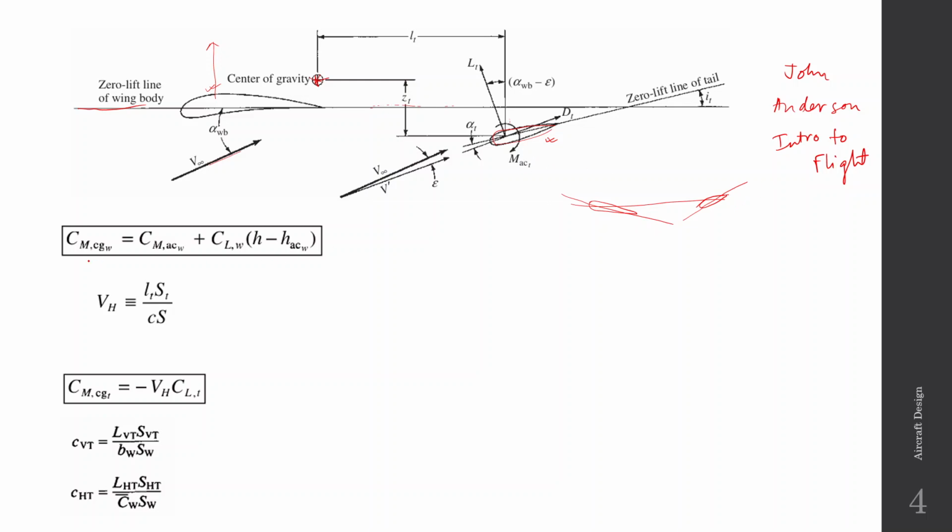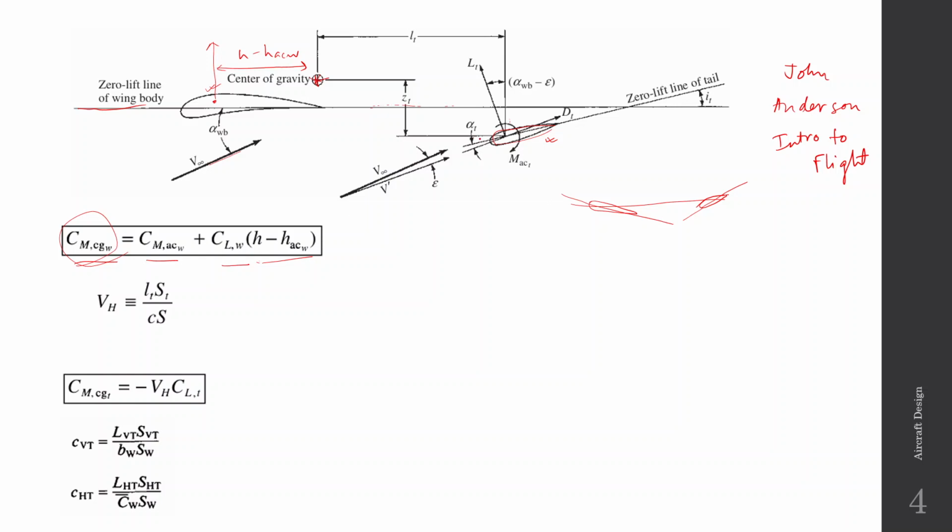So as I said, the moment contribution due to the wing will be the CMAC of the wing, and it will be the CL, so the lift of the wing, multiplied with the distance between the AC of the wing and the CG. So this distance between the AC of the wing and CG, multiplied with the lift of the wing, will give us the CM contribution due to the wing.